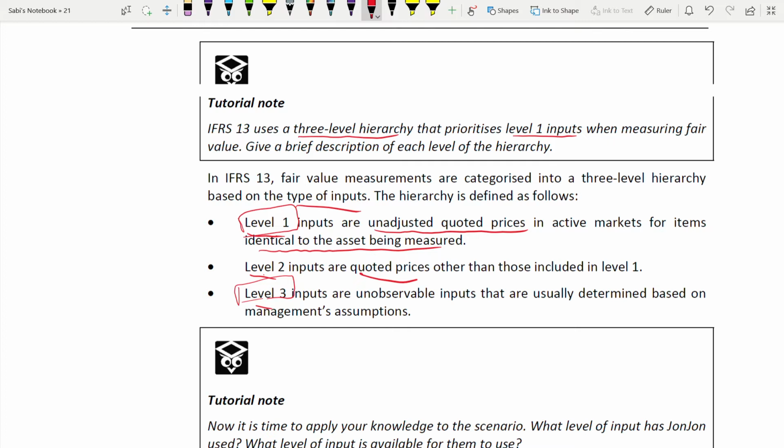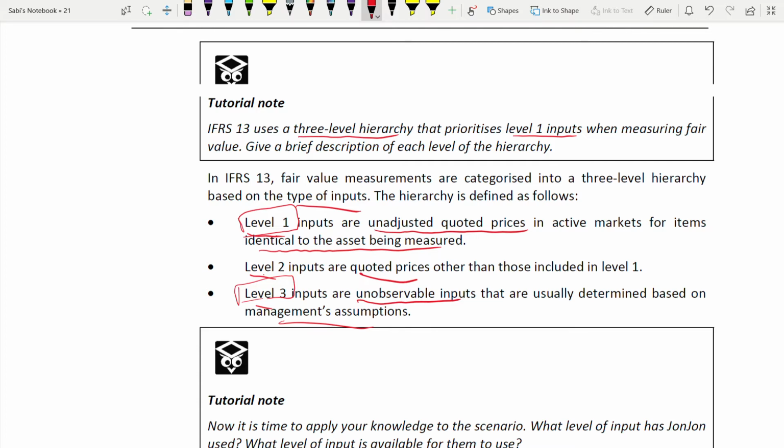Level 3. Level 3 inputs are unobservable. You cannot observe those inputs, okay? And they are based on how? Management assumptions. For example, when you're finding the present value of the cash flows, you're discounting your cash flows to find the present value. These are like some assumptions you're using. This is very risky because there is not a price, okay? The price is not verified. It's based on assumption. So if your assumption changes, price fair value also will change. So in this case, what you have to do now, you have to see out of these three levels, in which level are you measuring currently and which level you should actually measure correctly.